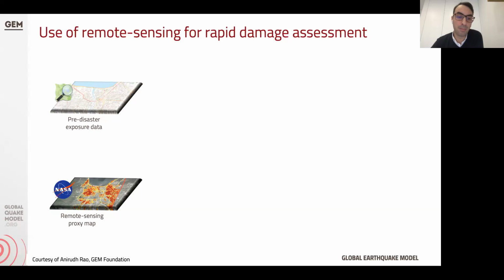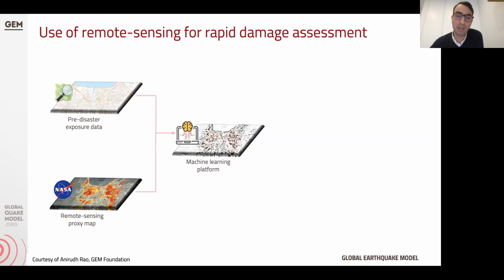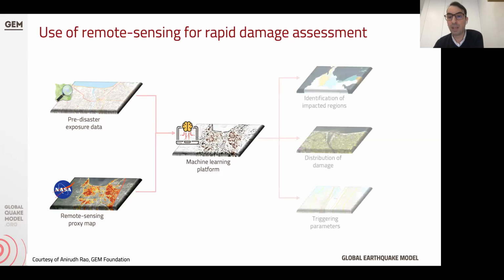Let's also assume that many teams out there, NASA is just one example, after an event just release these damage proxy maps, which indicate, for the different pixels, what is the change in terms of the built environment. We can plug this into a machine learning platform because you can basically feed it a lot of data from past events. And hopefully we can then identify the most impacted regions, distribution of damage, and even triggering parameters.